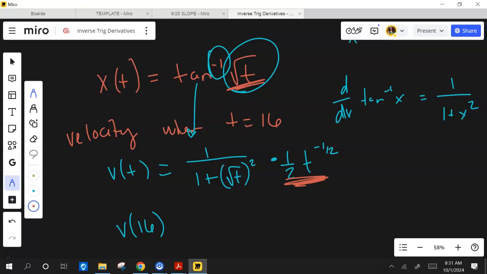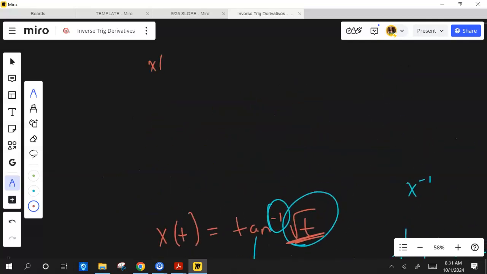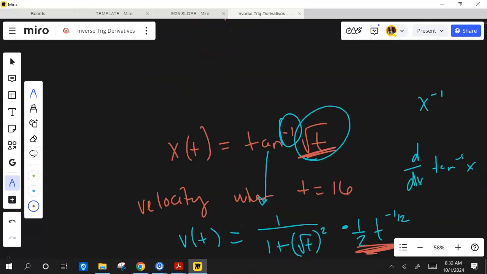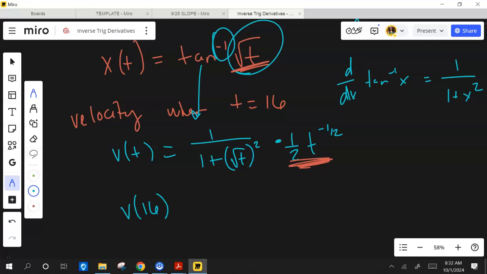But your green sheet was just x. So if this was just that, position was the inverse tan of x, then that would mean the velocity, or actually t, would just be 1 over 1 plus t squared. But it's not, it's square root of t. If they give you numbers like a 16 that is a perfect square, probably.